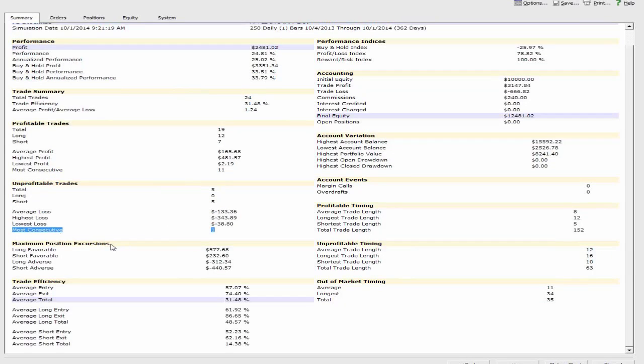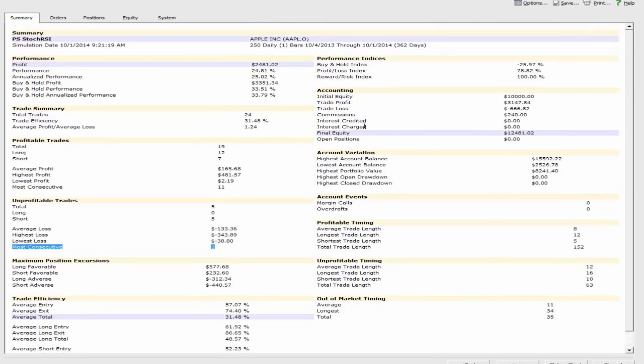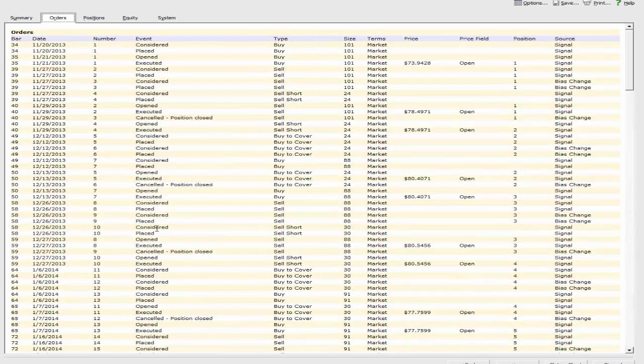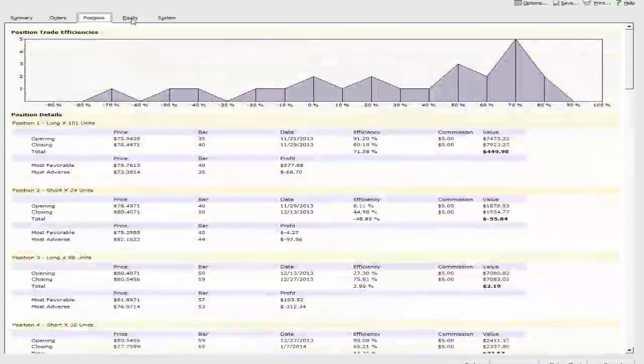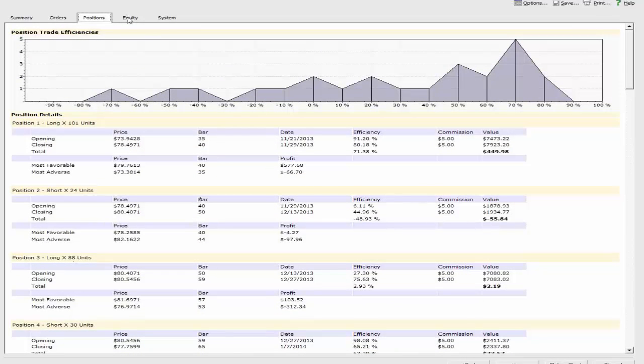We have all kinds of things about trade efficiency and unprofitable trade lanes that you can look at, and how many commissions we paid. We didn't trade that much on this system, so we only paid $240 in commissions. Again, that number would go up if we traded a lot more heavily. There are a couple of other tabs that we'll focus on here. The orders tab just lists where you would have bought and sold, and positions gives you the same view in a position by position statement.